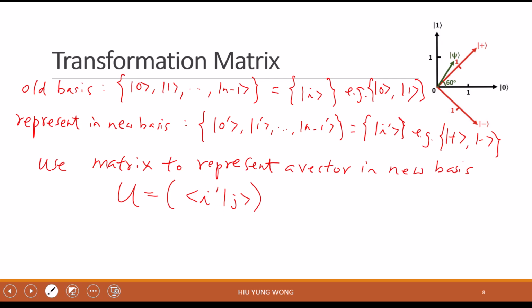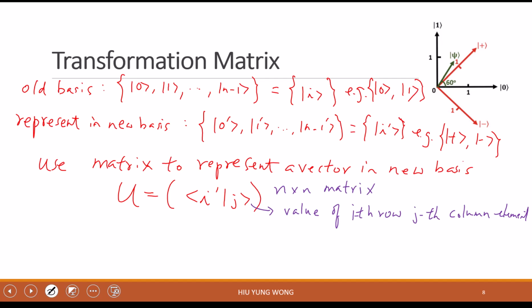Basically, how many elements do you have in a matrix? He said n by n. And that is right because we're doing a transformation between n bases to another n bases, right? So basically here is an n by n matrix. But I only write down one because this is talking about the value of ith row, jth column element.